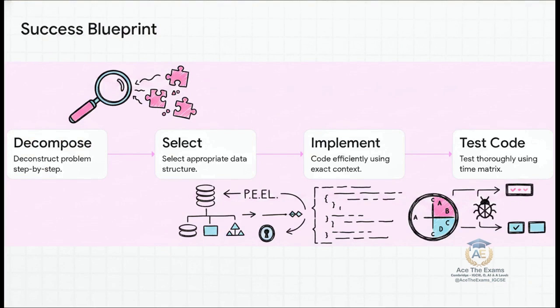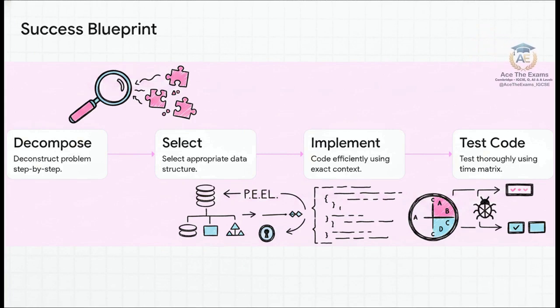Here's the success blueprint. Step 1. Decompose the problem step by step using command word decoding. Step 2. Select the appropriate data structure and apply the PEL framework. Step 3. Implement the code efficiently, completely avoiding the generic answer trap by using scenario-specific context. Step 4. Test thoroughly using your time management matrix.